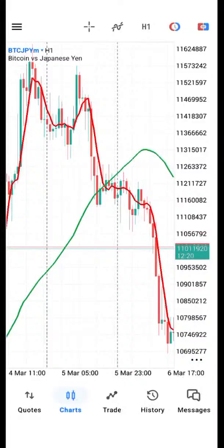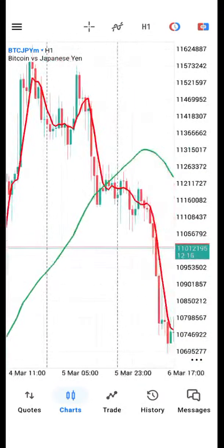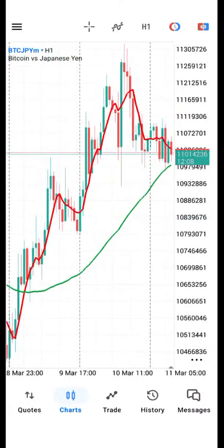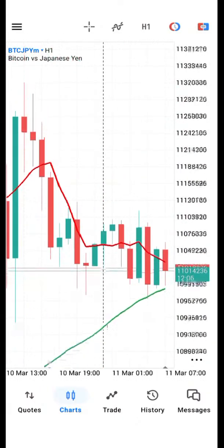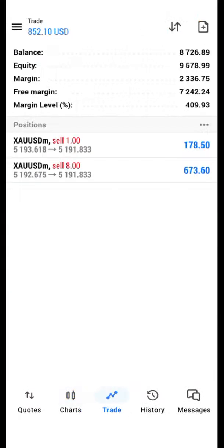Boom. This 50 MA caused a resistance at this area. So it's crossing this area, so it's caused a resistance. Then after some decision, it started selling again. So maybe if I come the next time, I'll see it. Nice. So that is perfect.